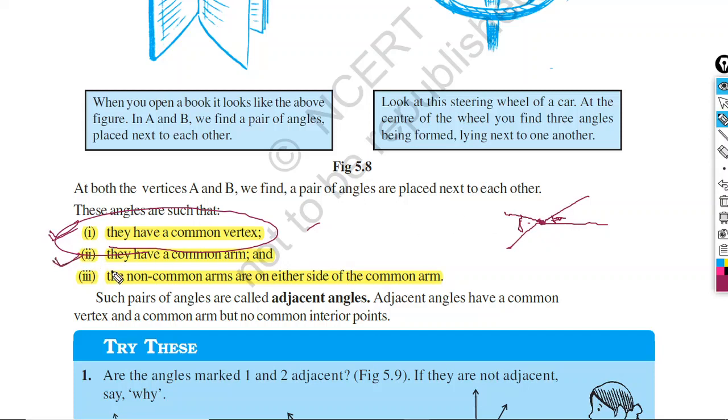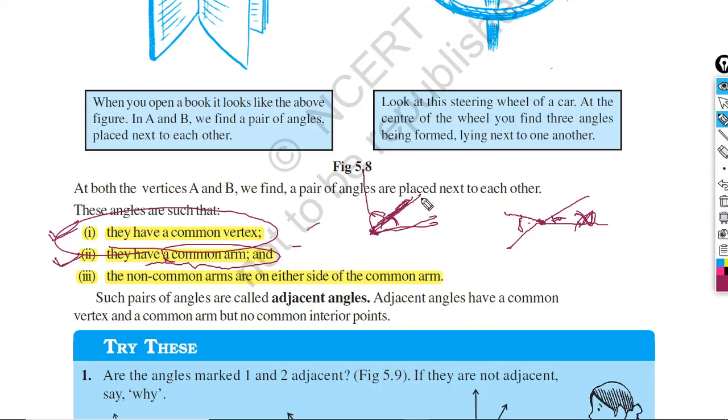Another condition, they have a common arm. Can you see? Is there any common arm? So we can't call them adjacent angles. They need to have a common arm. Therefore, common vertex. Now you see this angle and this angle. There are two angles. These two angles have a common vertex. This is the common vertex. Common arm. This is the common arm.